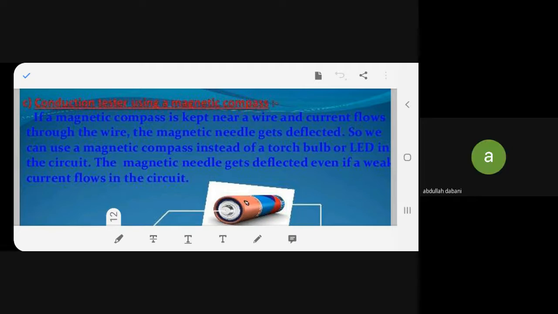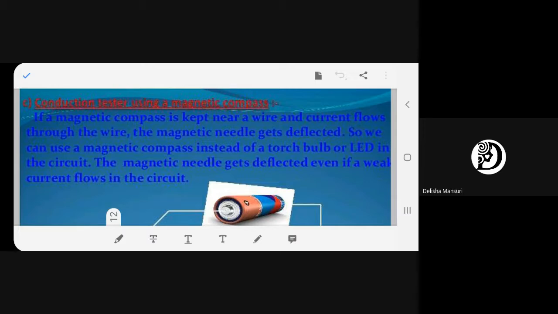Have you ever seen a magnetic compass showing north and south direction? It is used in aeroplanes. It is used in ships. Any navigation uses it. Even in vehicles, you can use it. And when people go for trekking, they also use it, right?